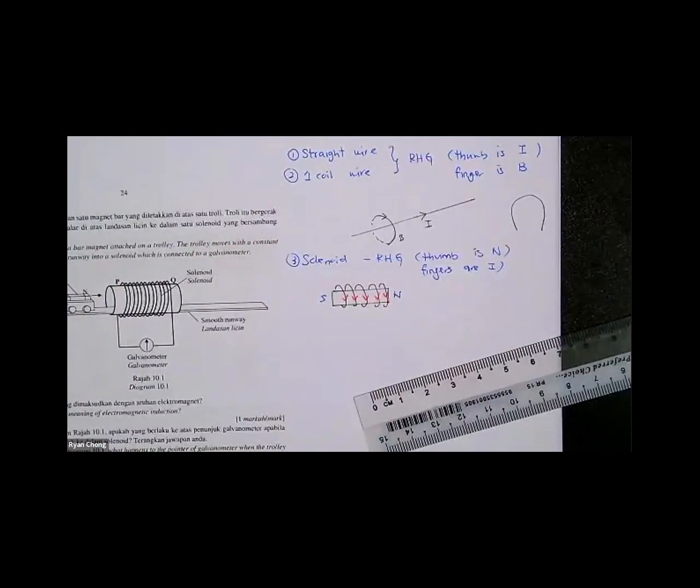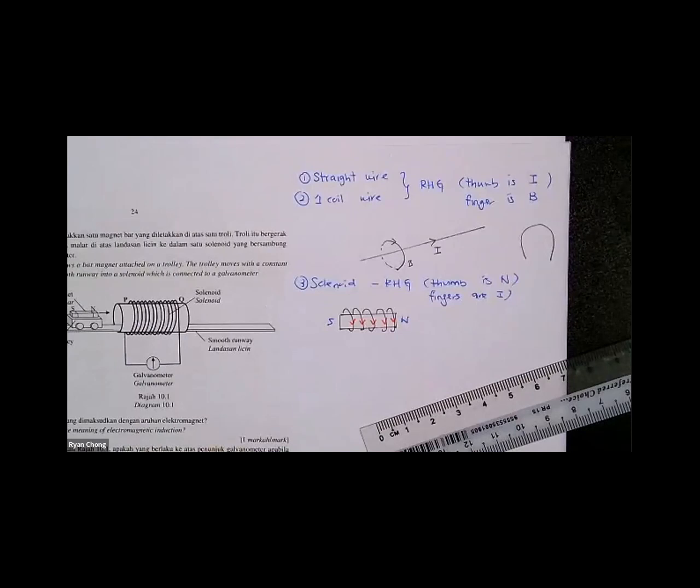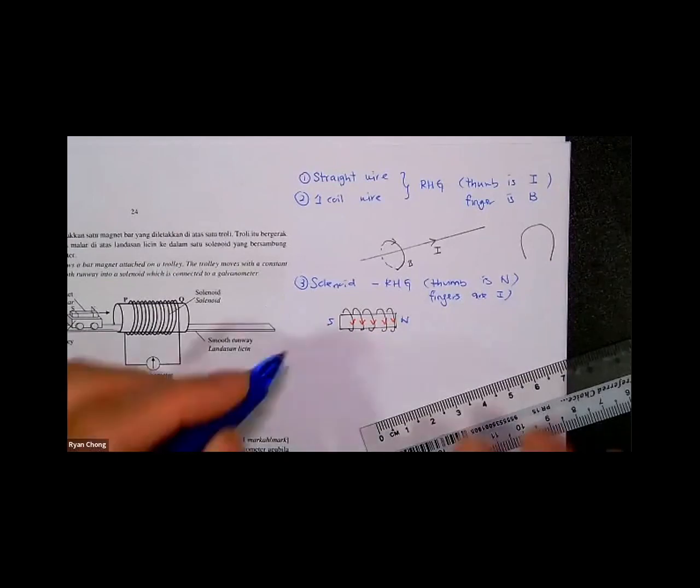This is very important, right? You have to know it. Then it will be easier for you to know your Fleming's left hand and right hand later. So this one is about the normal electromagnet. We haven't gone to the left hand and right hand yet.